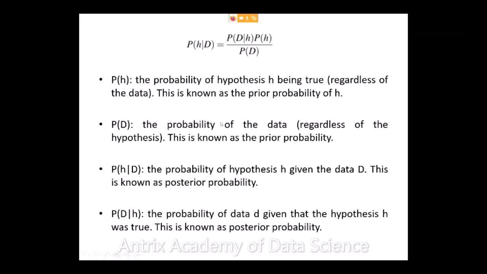Then P(D) is the probability of the data regardless of the hypothesis. If we are working on yes or no, then the data D would be the complete yes and no total. Then P(H|D) is the probability of the H event, yes, given D, and subsequently P(D|H) is the probability of getting data D given that the hypothesis H is true. So these are the basic definitions of the attributes of your formula.